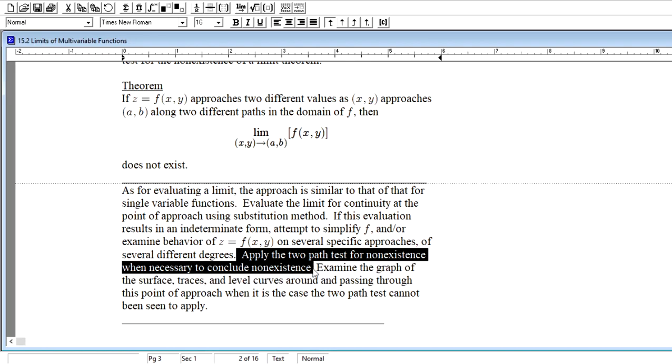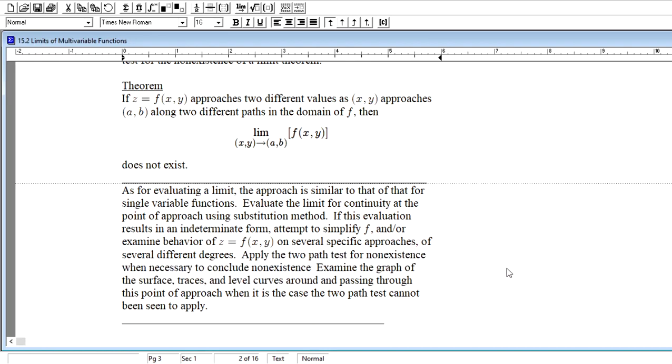When you look at your approaches, you can certainly apply the two-path test for non-existence when necessary to conclude non-existence, right? And then if the two-path test cannot be seen to apply, examine the graph of the surface, traces, and level curves around and passing through this point of approach, right, when it is that case.